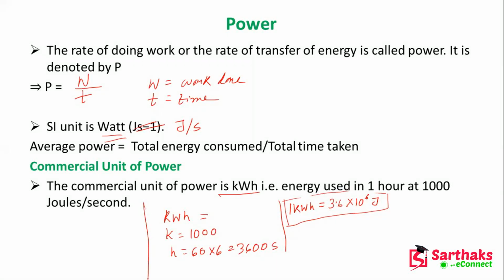I'm just describing here. I think that you are not understanding. So 1 kilowatt hour is 1000 into 3600 watt second, right? So this will be 3.6 into 10 to the power 6 watt second. And that is called 3.6 into 10 to the power 6 joule. Now it is clear, I think.